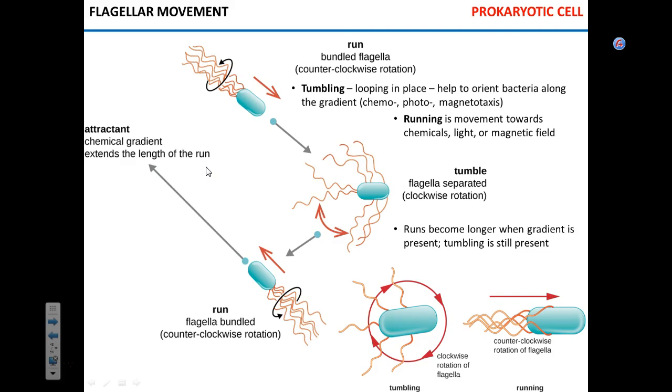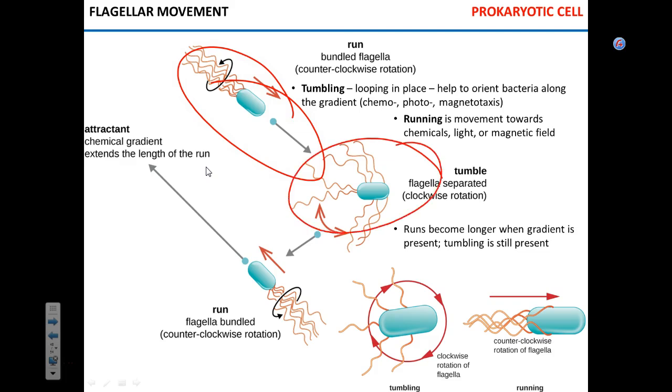Now, how cells move by flagellum. They do two types of movement. One movement is called running. When the cell swims straight, and then it stops and starts to tumble, and then it runs again, and then it tumbles again. Does that make sense? It's called run and tumble movement.